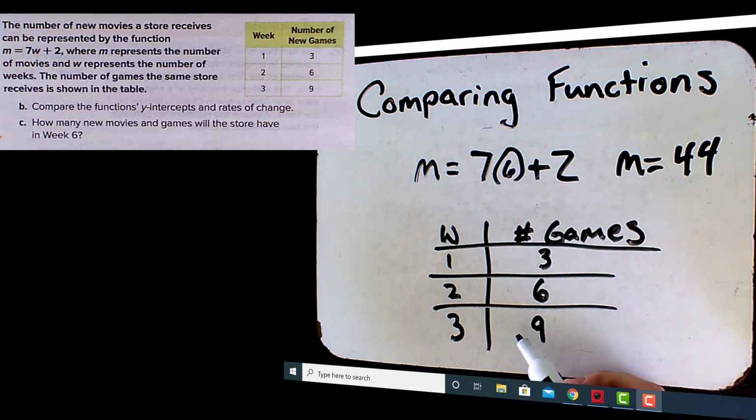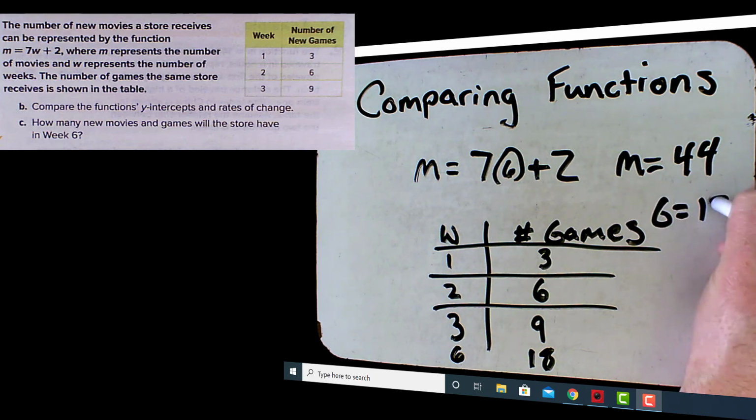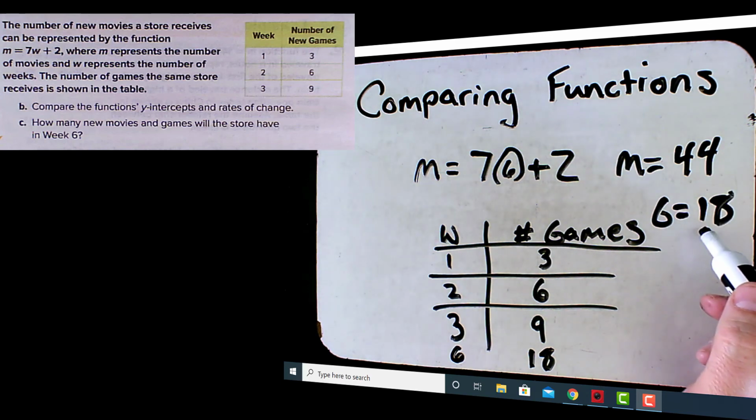Now for the games, we say, okay, at week 1 we had 3, at week 2 we had 6, at week 3 we had 9. Looks like we're just multiplying by 3 each time. So at week 6, if I multiply by 3, that means we're going to have 18 games. And there is our answer, 44 movies and 18 games.